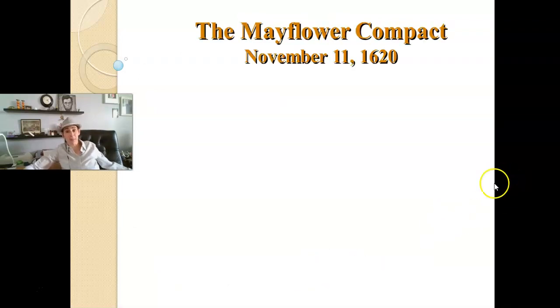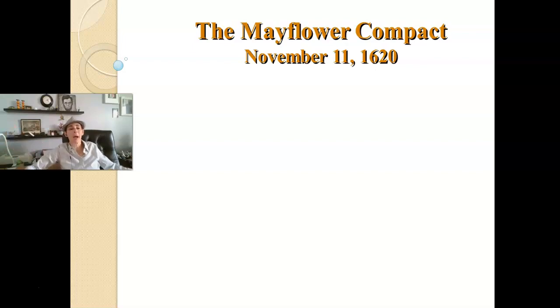Mayflower Compact. You must memorize this. You don't need to remember November 11th. That doesn't matter. You need to know what happened in 1620, because that's when they landed at Plymouth Rock. All right. The Mayflower Compact represents one of the first quote unquote democratic documents that was produced in the colonies.